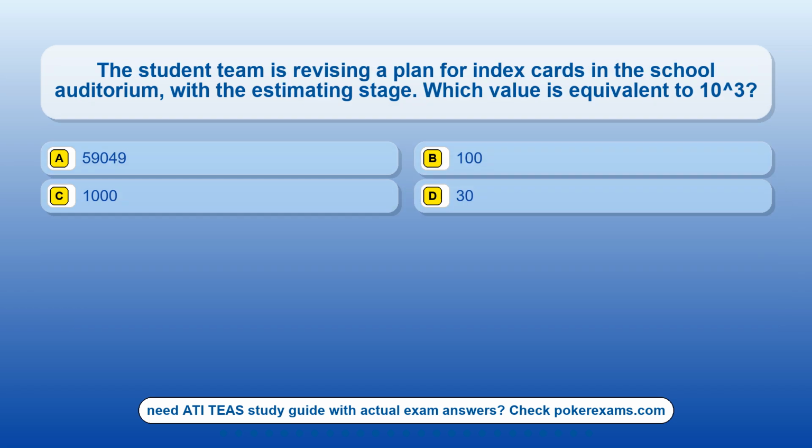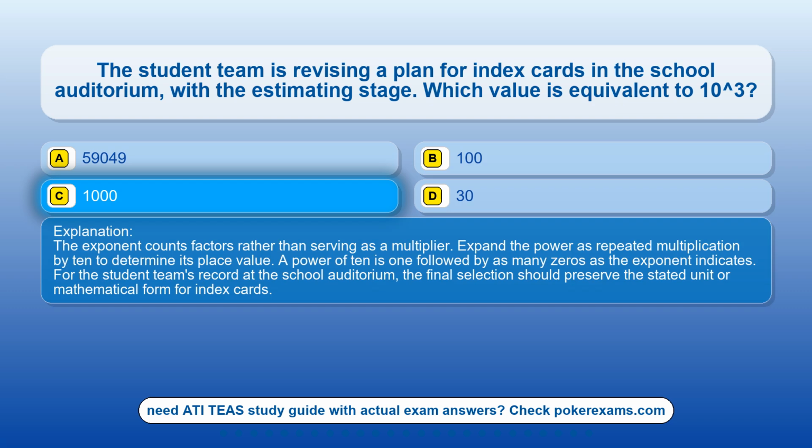Question 22. The student team is revising a plan for index cards in the school auditorium, with the estimating stage. Which value is equivalent to 10 cubed? Option A 59,049. Option B 100. Option C 1000. Option D 30. The correct answer is option C 1000.